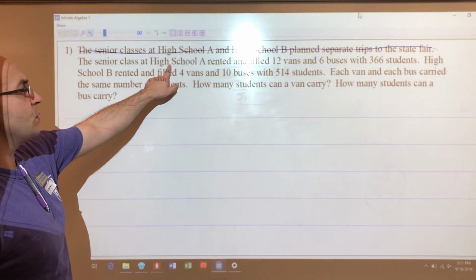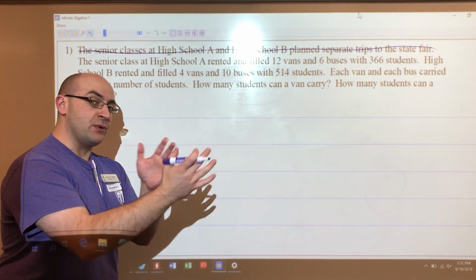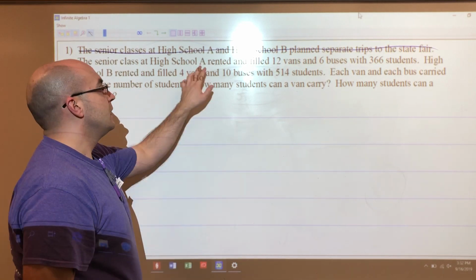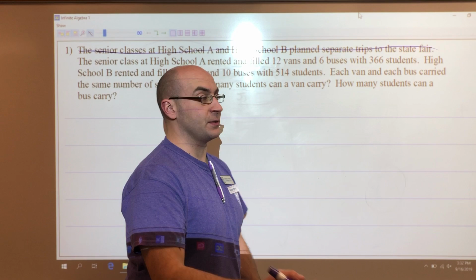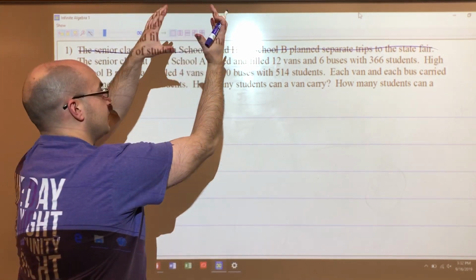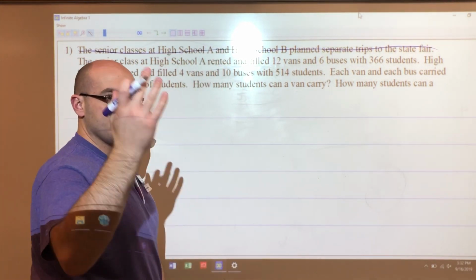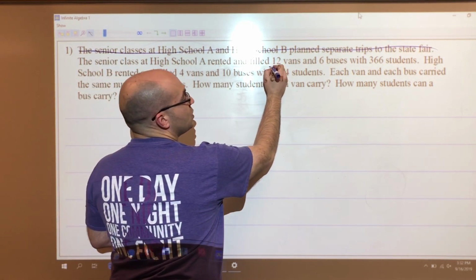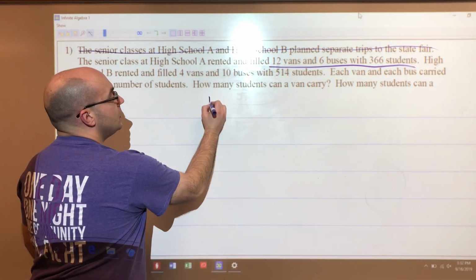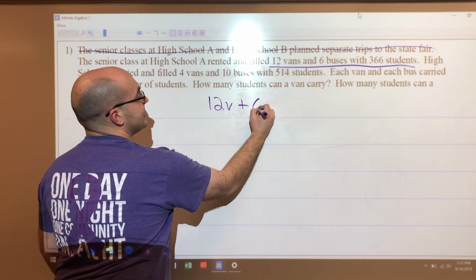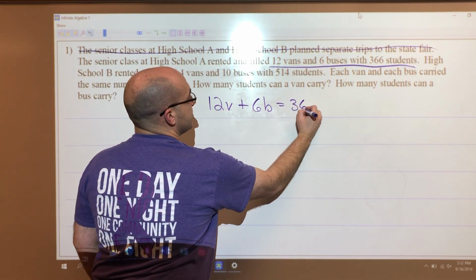The senior class of High School A, so there's gonna be obviously two things because we're talking about two equations. So High School A rented and filled 12 vans and 6 buses with 366 students. I realize that the sunlight is right here, but it's okay. 12 vans and 6 buses with 366 students. That's what I'm writing. 12V plus 6B equals 366.